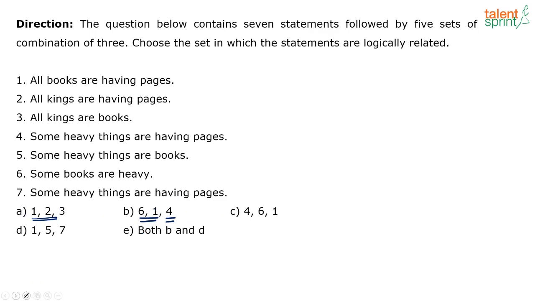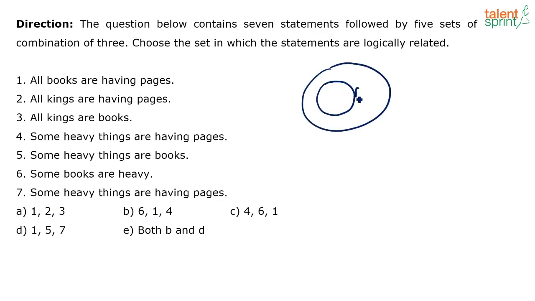Now I'll just do it for you since it's a new type. Let us look at option A first: 1, 2 and 3. What is 1? All books are having pages. Basically all books are pages. That's all it means, correct? All kings are having pages, so kings can be here. I am drawing the basic diagram only. Now what is the third statement? All kings are books. Is this definitely true? It can be or cannot be, correct? It is not a definite conclusion. All kings are books.